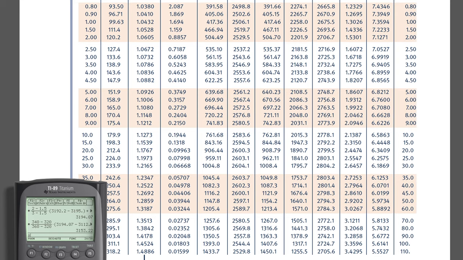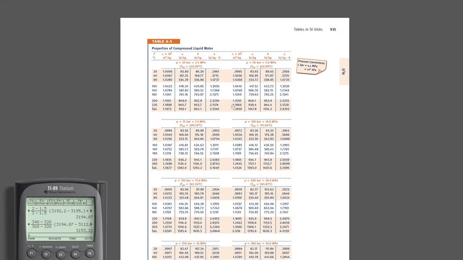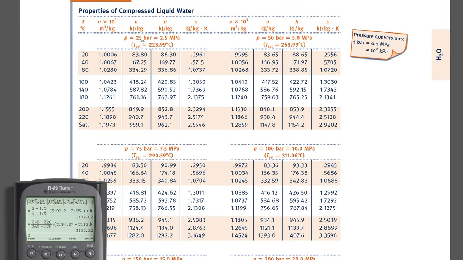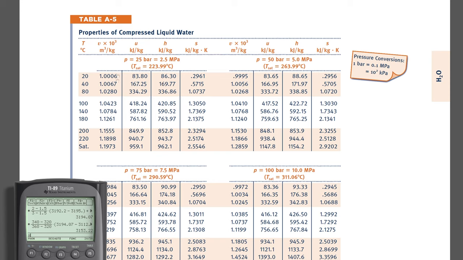So if I jump over to my compressed liquid tables, which is table A5, and I scan for a pressure subtable of 10 bar, I see that I don't have a pressure subtable. In fact, I don't even have two pressure subtables from which to interpolate between. What that means is I have to interpolate between the 25 bar table and the saturated liquid property.